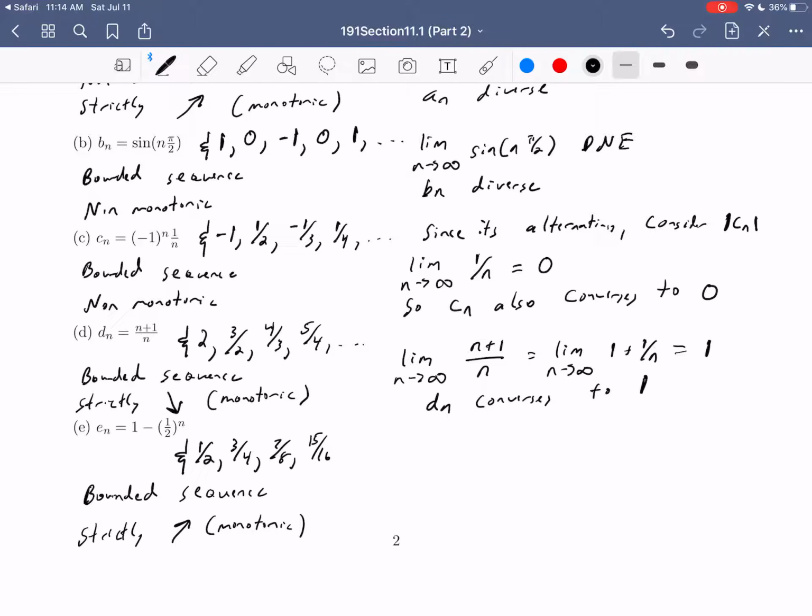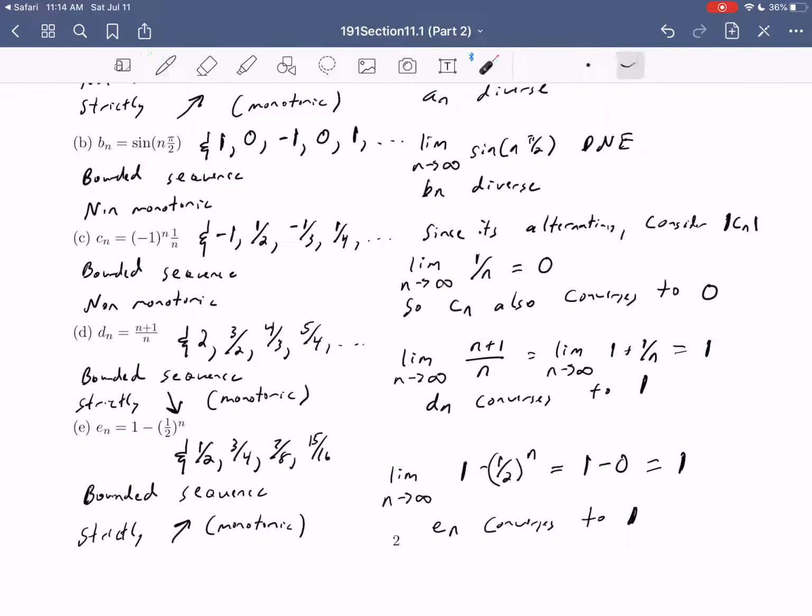Okay, well, let's take a look at its limit. So the limit as n goes to infinity of 1 minus 1/2^n. Well, as we said, 1/2 is a base that is smaller than 1. So if you multiply it with itself many, many times, this is going to go to 0. So this is going to equal 1 minus 0, which is equal to 1. So E sub n converges to 1.